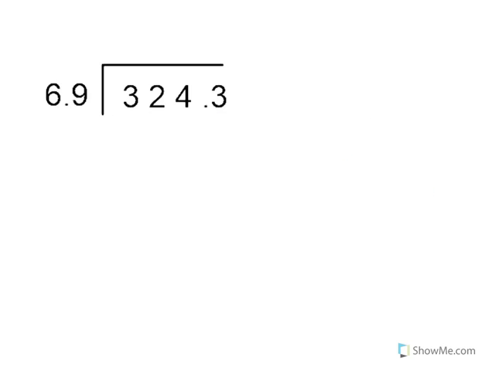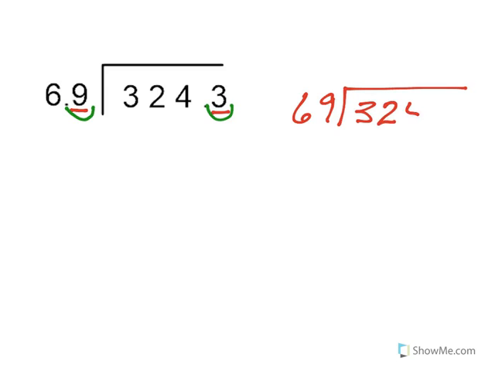Let's take a look at the next problem. I have 324.3 divided by 6.9. This one, I just have one place after the decimal here and one place after the decimal here. So when I move my decimal over, I'm really just moving it out of the entire problem, and I'm going to end up with a divisor of 69 and a dividend of 3,243. This one's easy because now I just have no decimal to worry about at all.